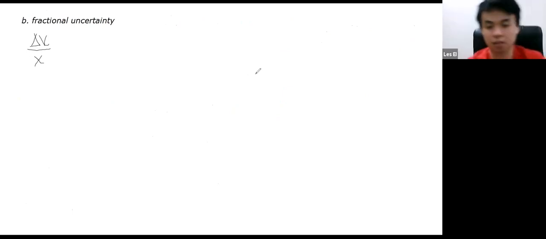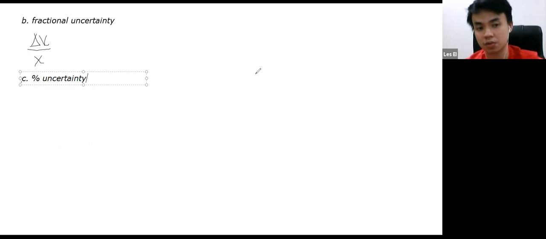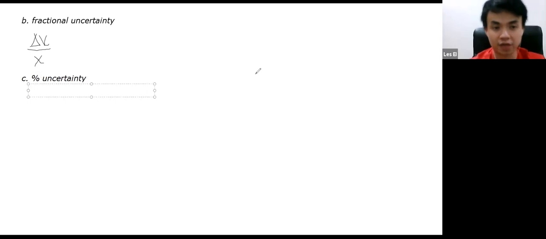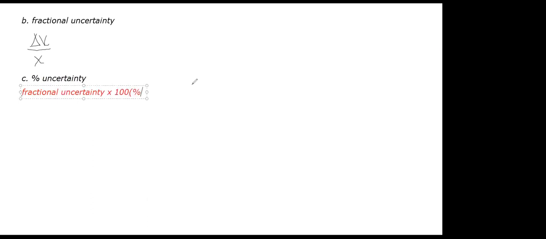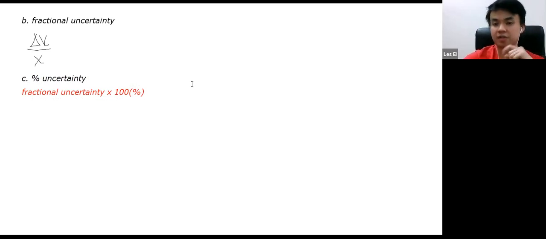The next type is percentage uncertainty. So percentage uncertainty is you take your fractional uncertainty and you multiply it with 100. So you change it to percent, in a percentage form. So there are 3 types of uncertainty. Do you understand until here?